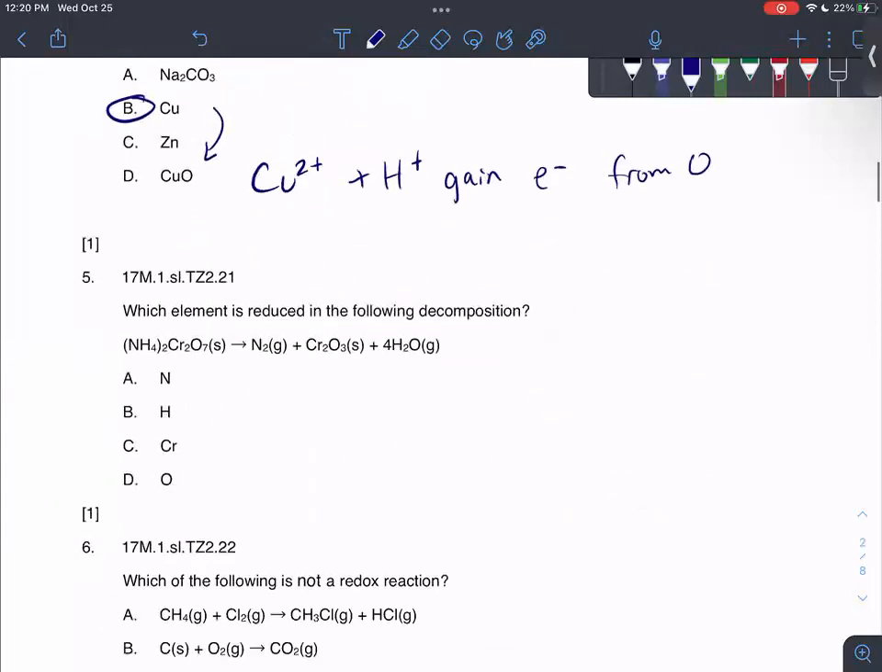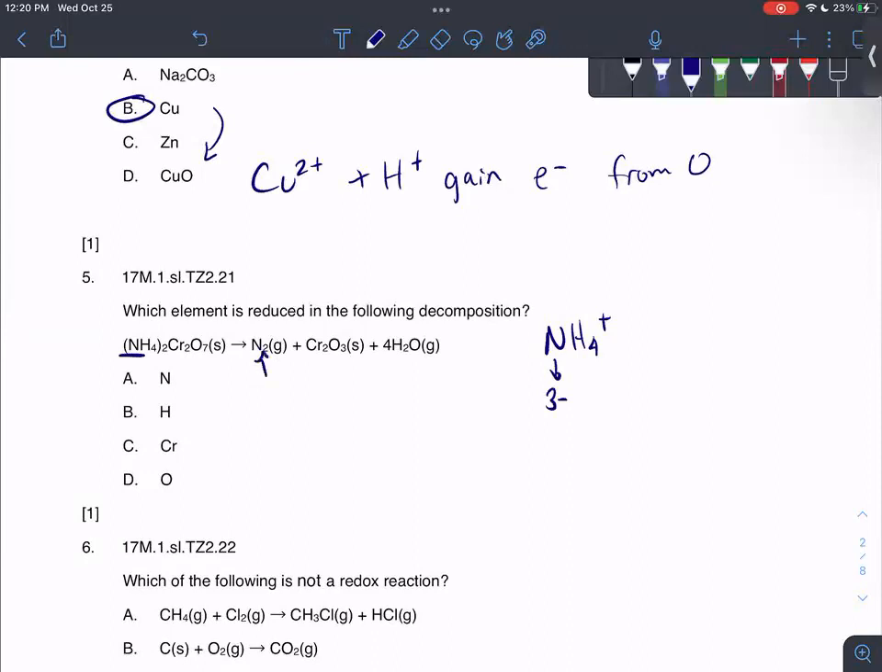Moving on to 5, which element is reduced in the following decomposition reaction? For this one, again, I just like to go from left to right. We're going to start with nitrogen. Nitrogen in ammonium, NH4 plus, will have a 3 minus charge.